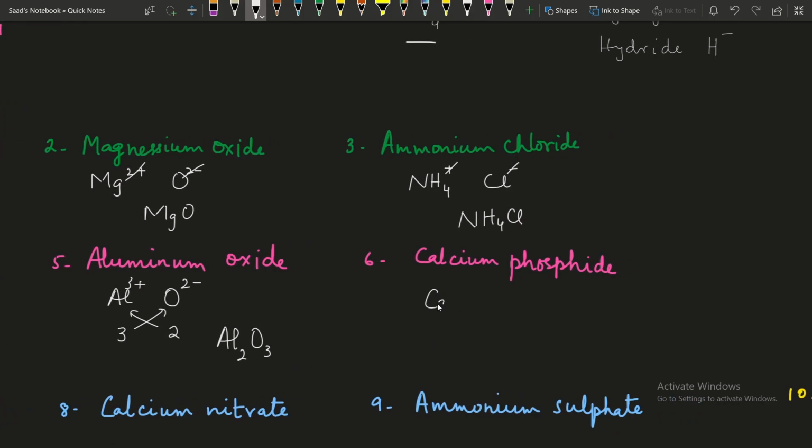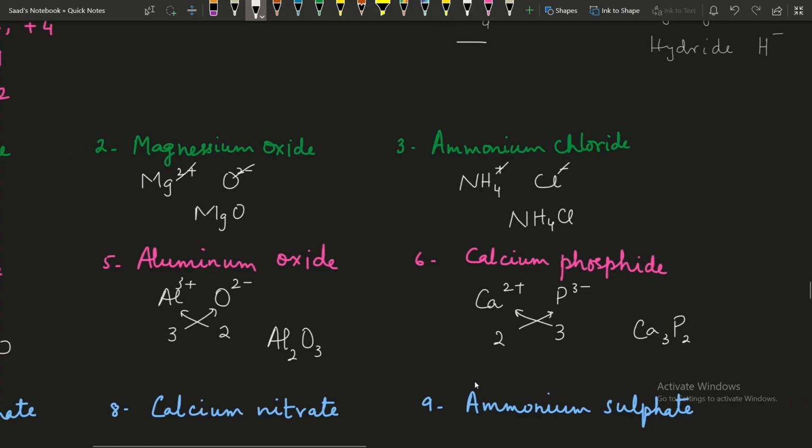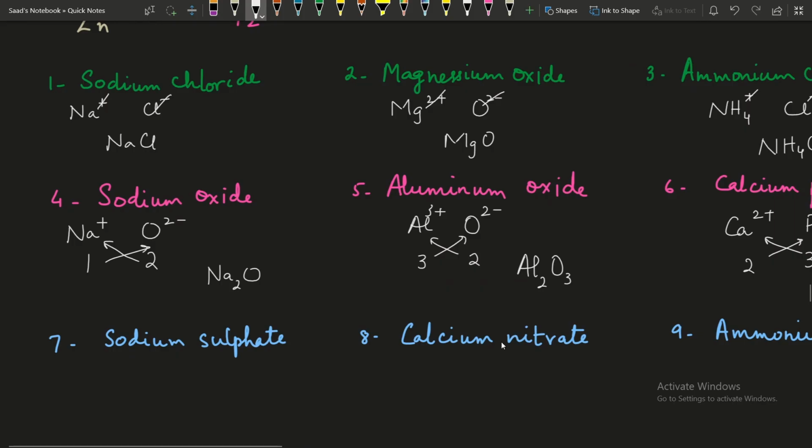And then calcium belongs to group 2, so it has a charge of positive 2. Phosphide means phosphorus, which belongs to group 5, so it should have a charge of negative 3. Now write 2 over here, 3 over here, swap them and write the formula. Here you have 3 atoms of calcium and 2 atoms of phosphorus. Alright, so this is how you write the chemical formulas of simple ions.